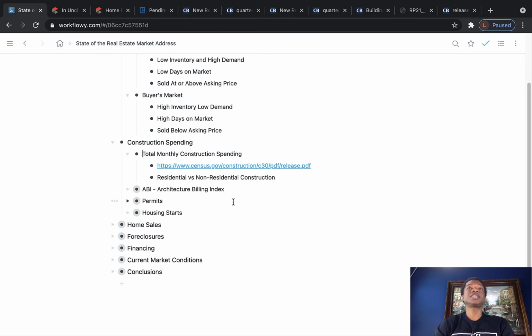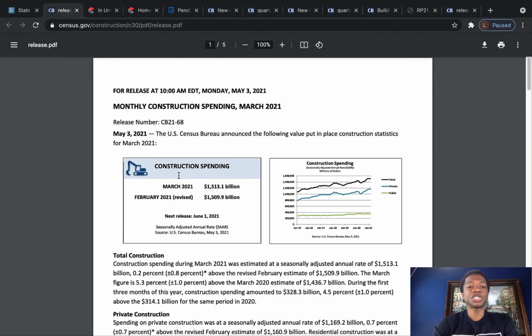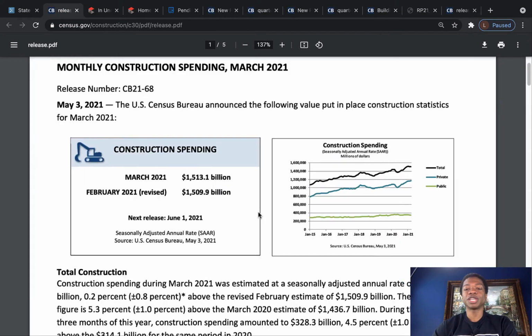This is something that is tracked by the Census Bureau. What you'll see is that residential construction spending will typically account for about half of total construction spending. Let's take a look at this. We can see that construction spending for March of 2021 was $1513 billion, and in February of 2021 it was $1509 billion. It's not so much the raw numbers that we're concerned about. We're actually more interested in the trend.